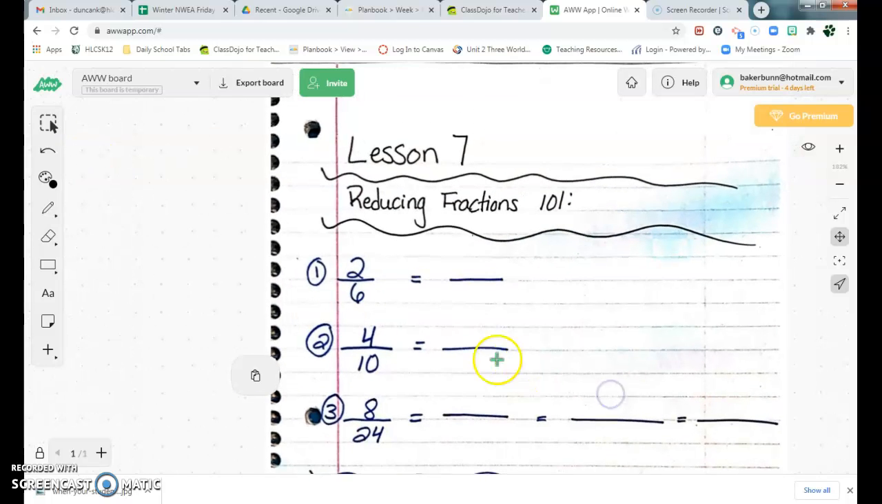There we go. I have 3 fractions that I want to reduce: 2 sixths, 4 tenths, and 8 24ths. I'm going to have you guys pause the video. I want you to go through and reduce these fractions, and then hit play, and I'll go over the answers with you.